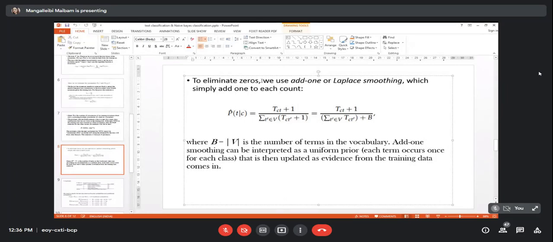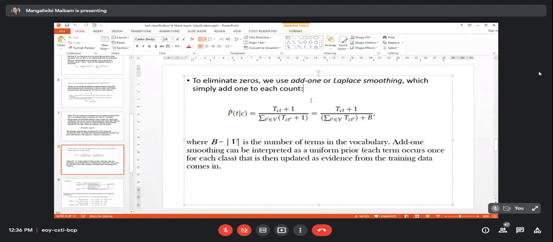To eliminate the zero probability, we are using add 1 or Laplace smoothing, which simply adds 1 to its count. Same concept like what I taught using the color balls, right? So here we are applying that concept in our terms. So we use add 1 or Laplace smoothing, which simply adds 1 to each count. So to every term, we will be adding 1 frequency.